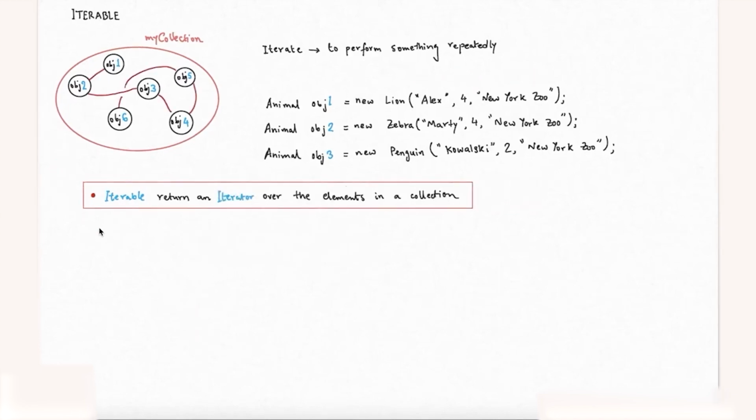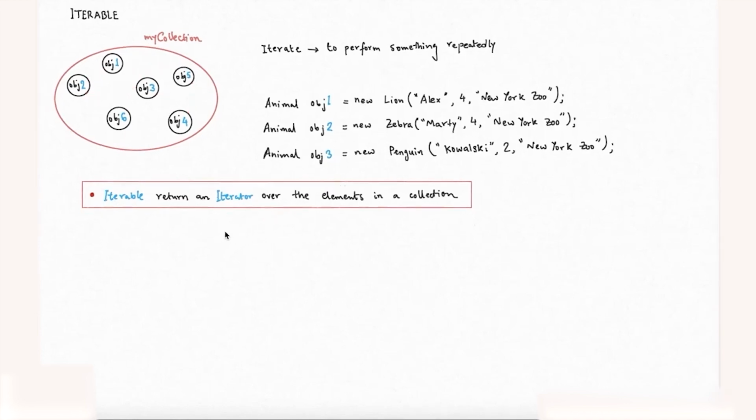The second thing is that the iterable interface returns an iterator over the elements in a collection. Now, an iterator is another interface, and this interface has three methods. The three methods are hasNext, next, and remove. Let's understand these by looking at our collection once again.